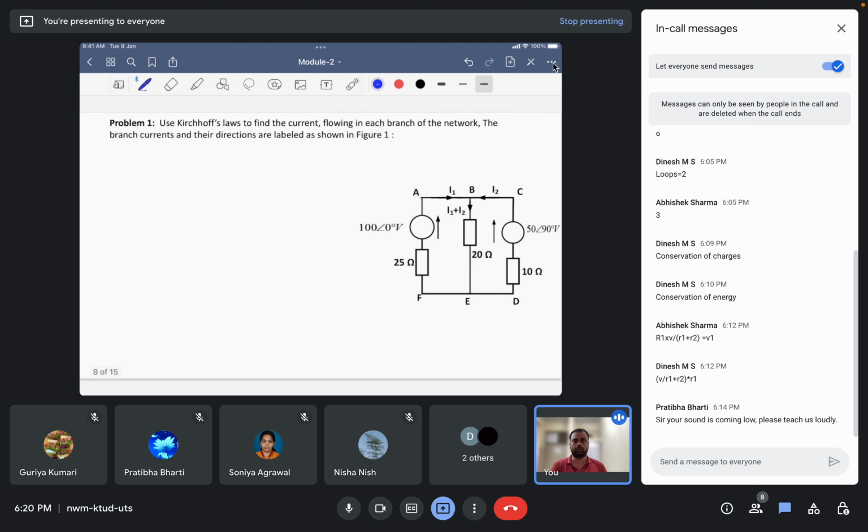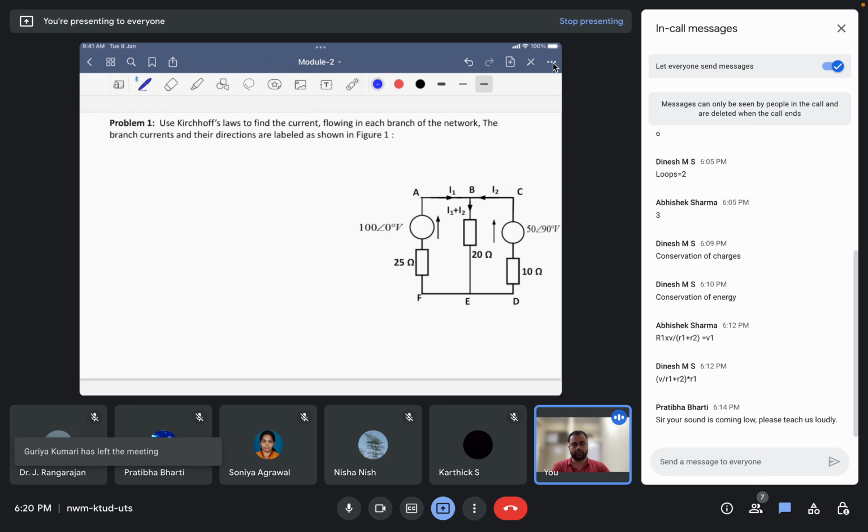The first problem here is: use Kirchhoff's laws to find the current flowing in each branch of the network. The branch currents and their directions are labeled as shown in figure 1. Please keep your calculators with you, because here the currents are complex numbers, so you need a calculator for the trigonometric operations. So again, try to solve this problem.